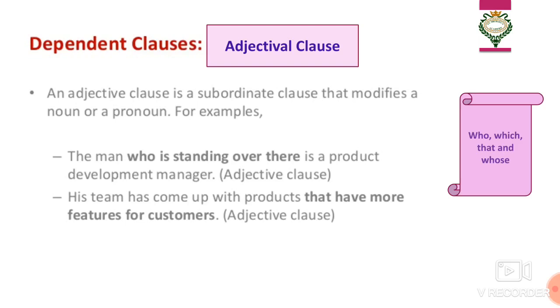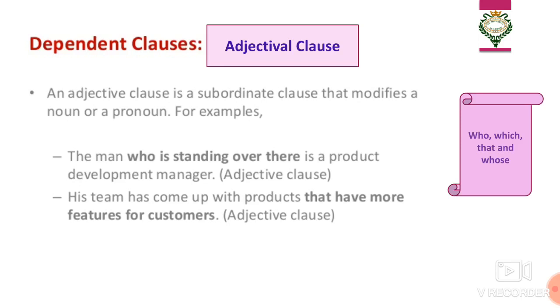Now, we will learn about two types of dependent clause. The first one is adjectival clause. Now, what is adjectival clause? This group of words that does the work of an adjective is known as adjectival clause. So this is usually the subordinate clause or the dependent clause which works as an adjective.